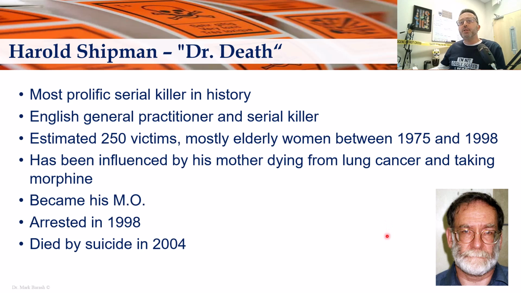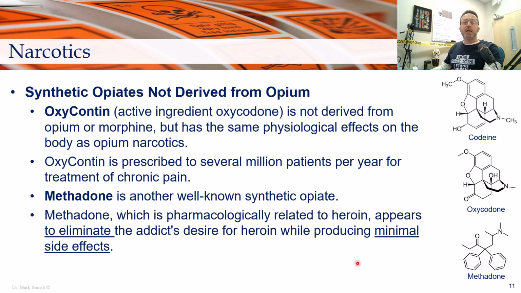And this essentially became his modus operandi. The reason he got caught was mainly because he forged a will of one of his victims, and the family became very suspicious. Long story short, he was finally arrested in 1998, found guilty in at least 15 murders, and eventually committed suicide in his cell in 2004.